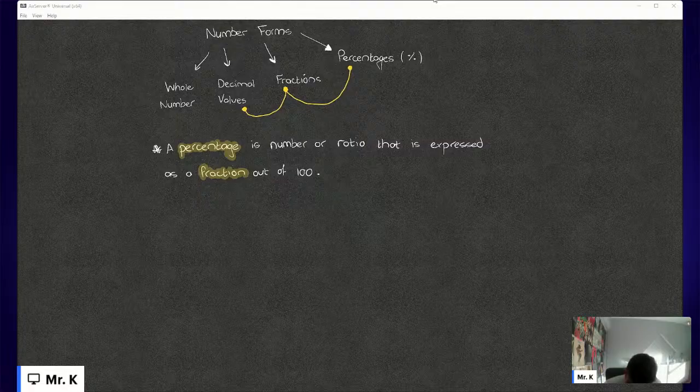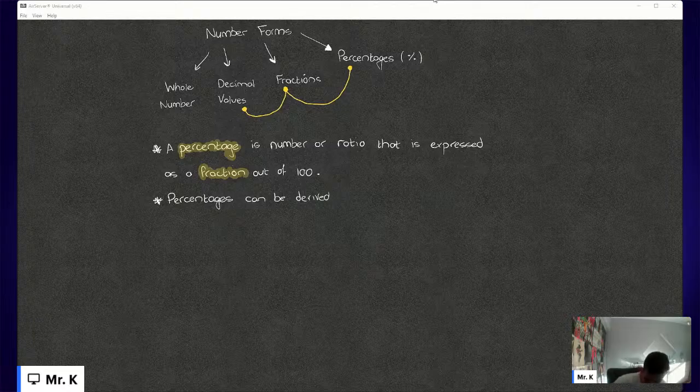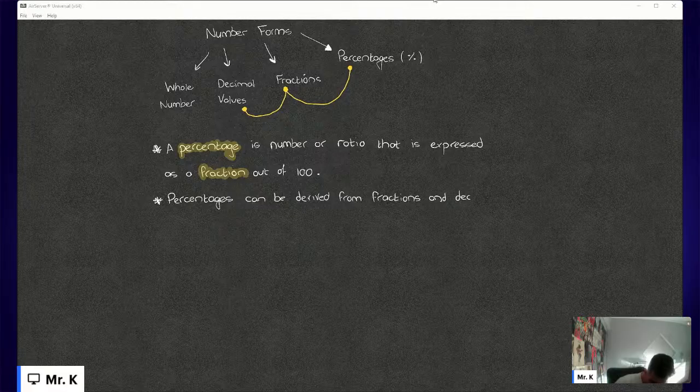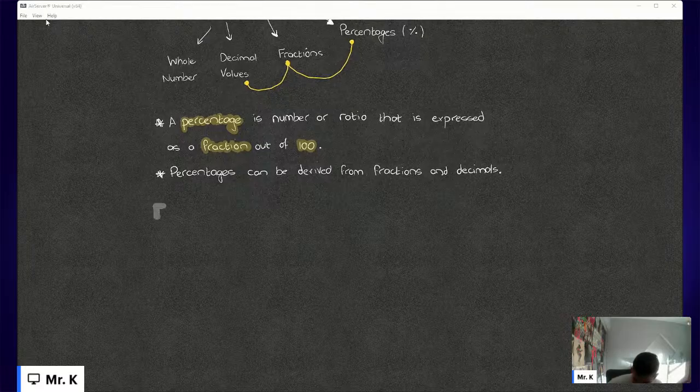Right? What else do we need to know as a percentage? Percentages can be derived from fractions and decimals. So there's a very important number that pops up in this definition, which is the number 100. And we always want to use that as our benchmark when we are trying to deal with percentages, right? So let's go ahead. Once we've written that down, grade sevens, we can go and make a small subheading for some examples.